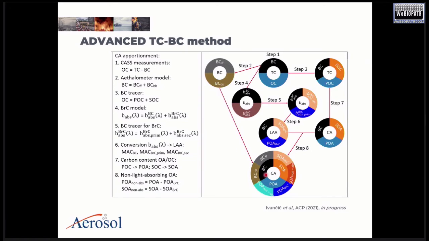And because I don't have a lot of time, I will do this step even further. And I don't think that I can explain all the details. What we did is also put a mass on brown carbon and also do absorption on primary organic aerosol and also primary brown carbon. So at the end, you get 6 components: BC coming from biomass and fossil fuel, secondary brown carbon, so secondary organic aerosol that absorbs, secondary non-absorbing organic aerosol, primary brown carbon, and primary non-absorbing organic aerosol.